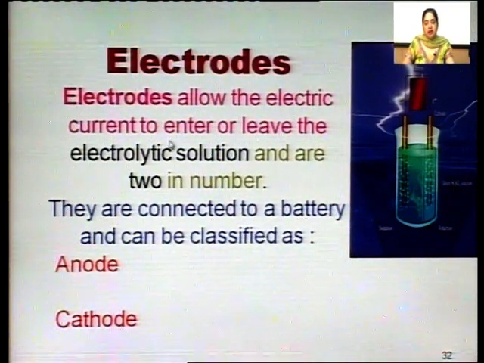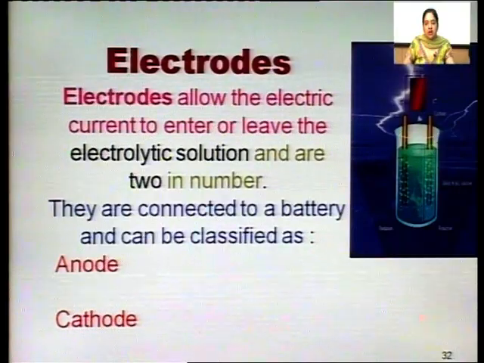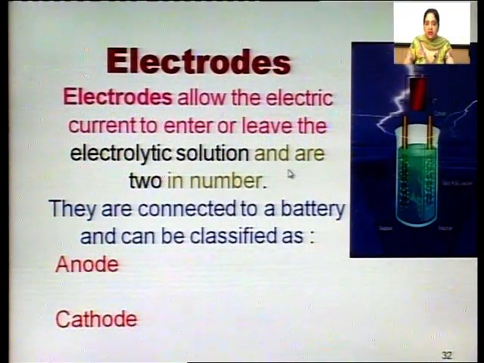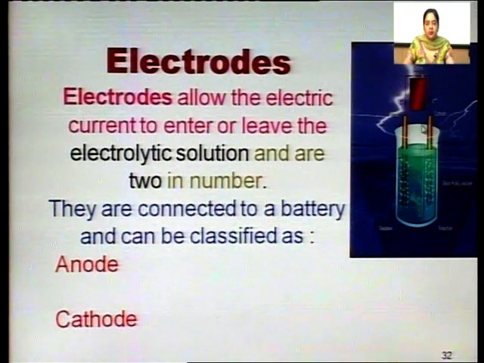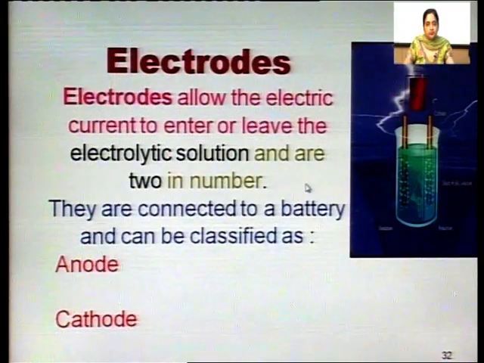Electrodes. Electrodes allow the electric current to enter or leave the electrolytic solution. They are 2 in number. They are connected to a battery and can be classified as cathode and anode.